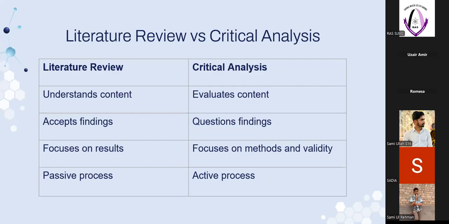So literature review is a passive process, whereas critical analysis is an active process. We have to actively ask ourselves whether this portion of the research article is saying something supported by facts, or is just saying it without facts or evidence. We always make sure that evidence and facts are attached and that we understand them.